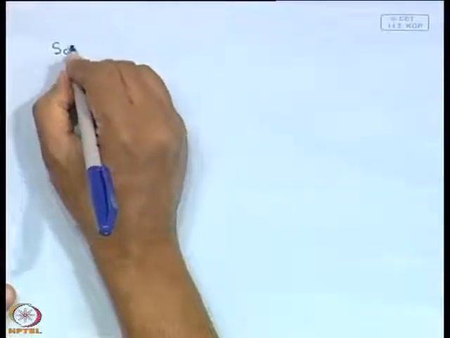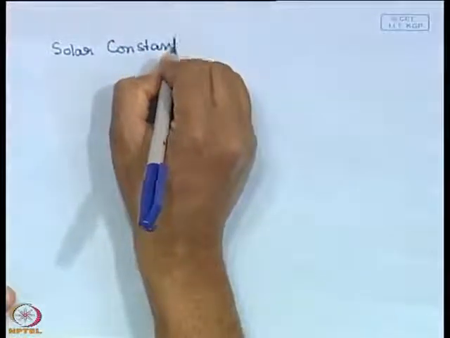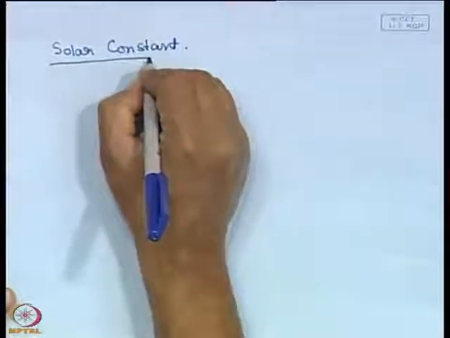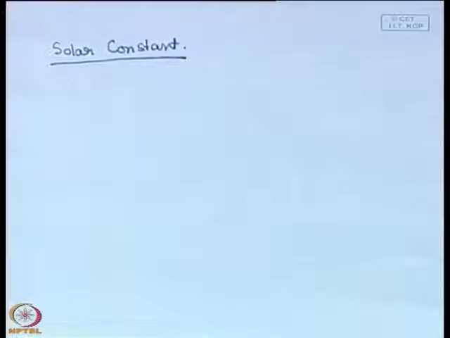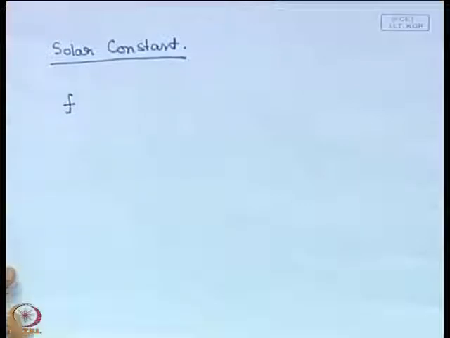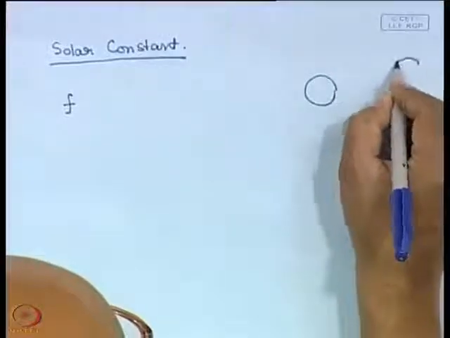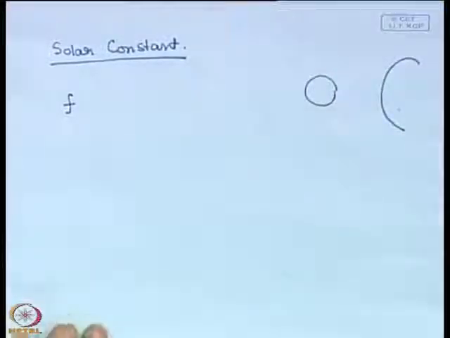Let us start off our discussion of this radiation, which can be characterized by something called the solar constant. This is the quantity that can be directly measured. Let me just draw a cartoon picture here. This is the earth and this is the sun. Obviously it is not to scale, and the radiation from the sun is incident on the earth.